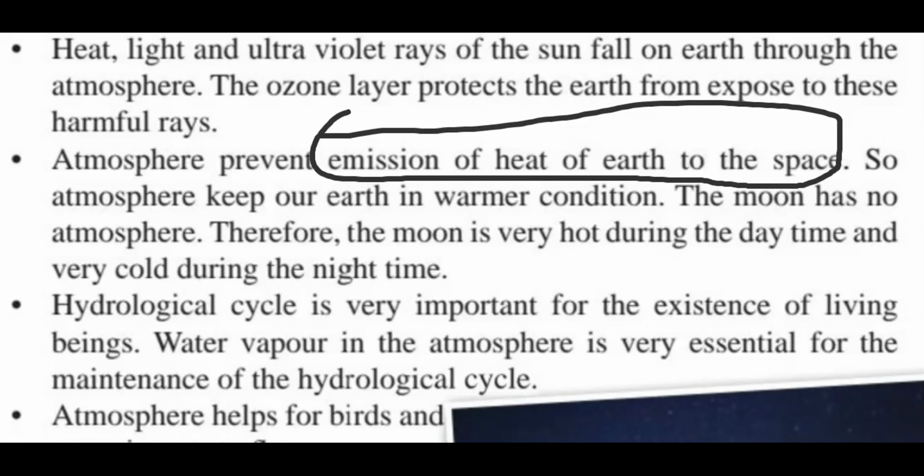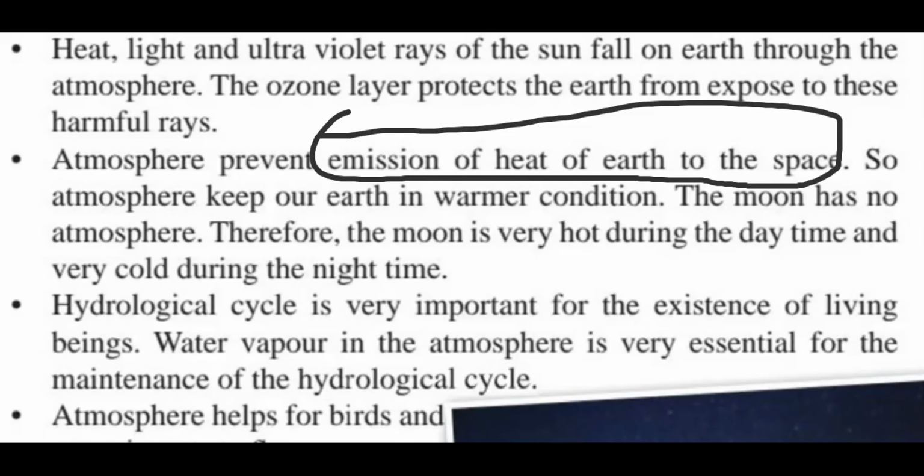Next one, the hydrological cycle is very important for the existence of living beings. Water vapor in the atmosphere is very essential for the maintenance of the hydrological cycle. So the hydrological cycle is basically important for living beings, right? So we need that cycle to happen in our atmosphere. To occur, this hydrological cycle needs water vapor. That water vapor is there in the atmosphere, provided by the atmosphere. So water vapor in the atmosphere is very essential for the hydrological cycle.